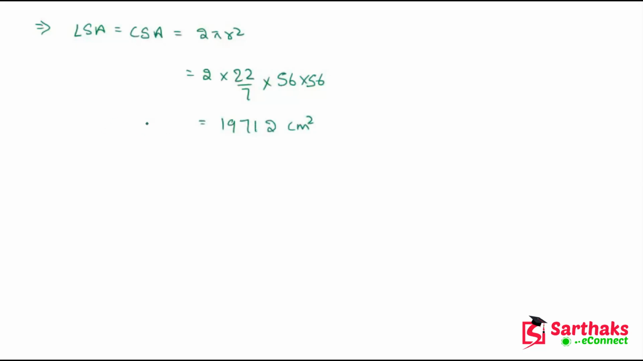Got it? So LSA, or we can say CSA, is equal to 2 pi r square. So 2 into 22 upon 7 into r square, where r is 56, so this is 56 into 56. After solving this we get 19,712 centimeter square. So this is LSA. I hope my dear friends you understand these things. So this is the answer of this question.